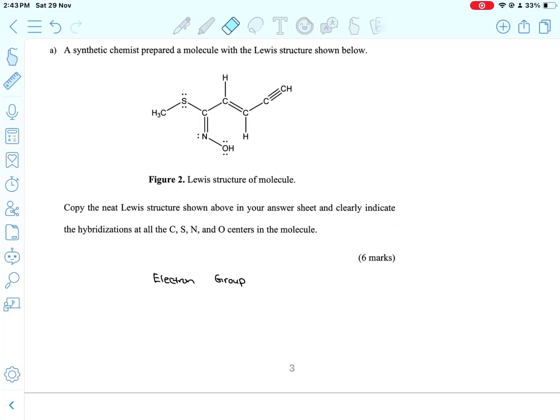Okay, question 2 part A is about hybridization. You first have to know what an electron group is. It can be a single bond, a double bond, or a triple bond, or also a lone pair of electrons. All these count as only one electron group. So even if you have a double bond, it's still counted as one.